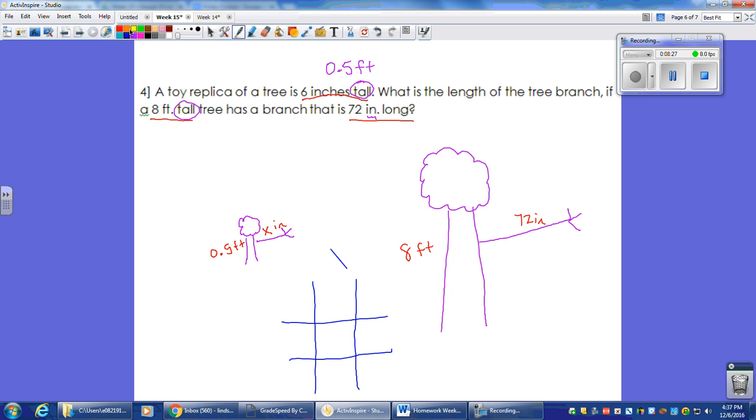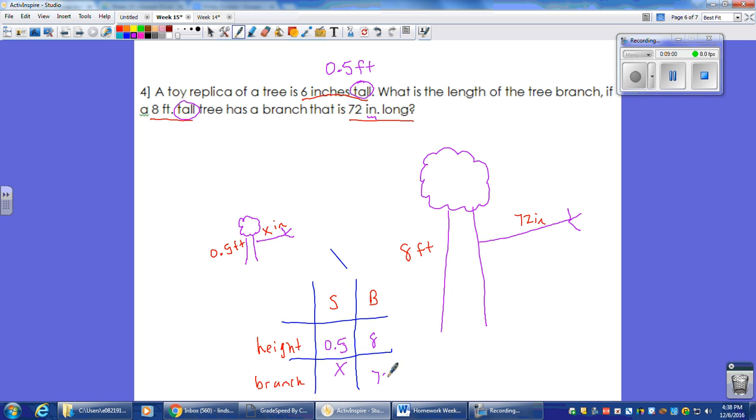We're going to be going from the small figure to the big figure, and if you want to do squigglies and dashes you can, or if you want to write height. Sometimes I think it's easier to do this instead of drawing all of it. And this would be our branch. So looking at this now, the height of the small one we know is 0.5, and we don't know the branch length, so we're going to put x. The big one, the height is 8 feet, and the branch is 72 inches.